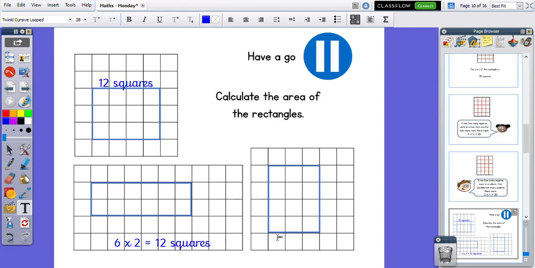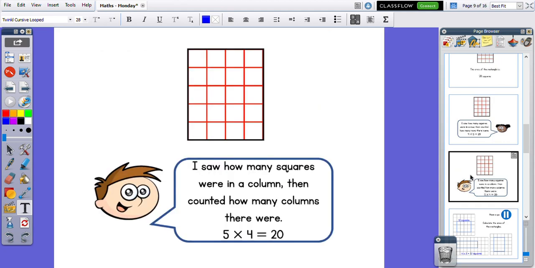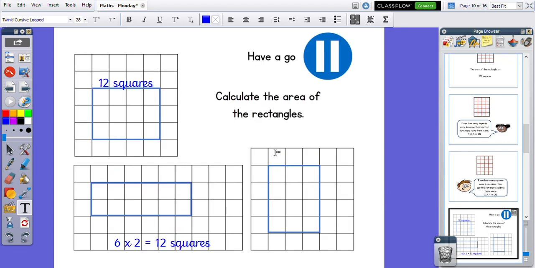So the area of that shape is 12 squares. Okay. And then I'm going to do what the boy did this time. I'm going to see how many squares are in the column, and then I'm going to see how many columns there were. So my column goes vertically. So I've got 1, 2, 3, 4 squares in my column.